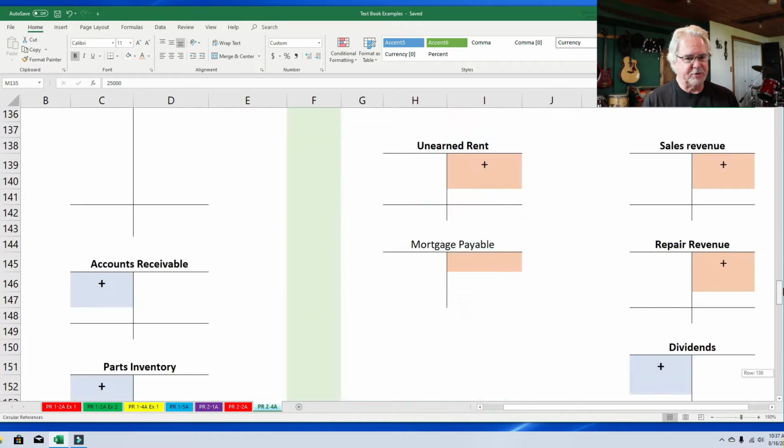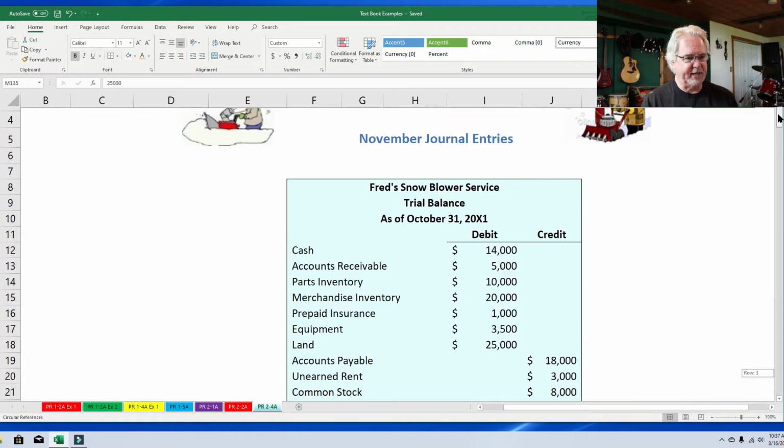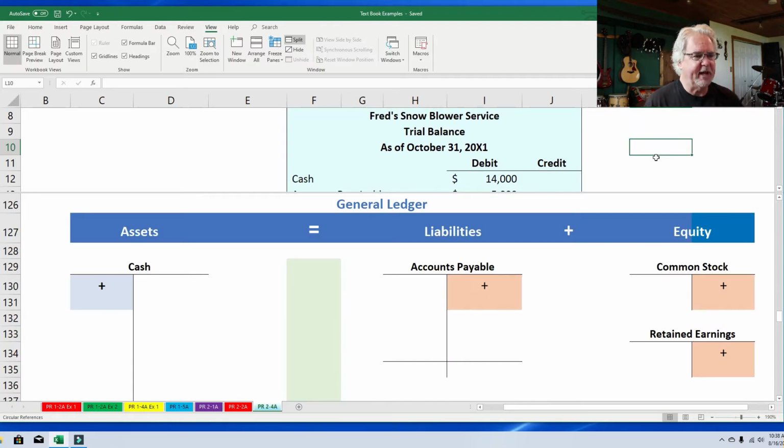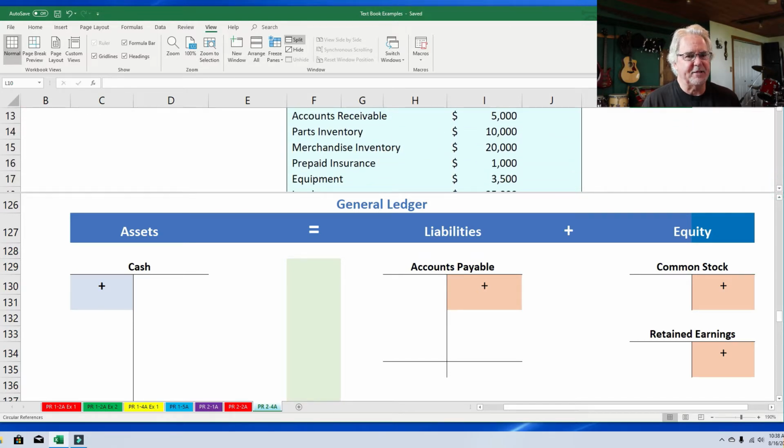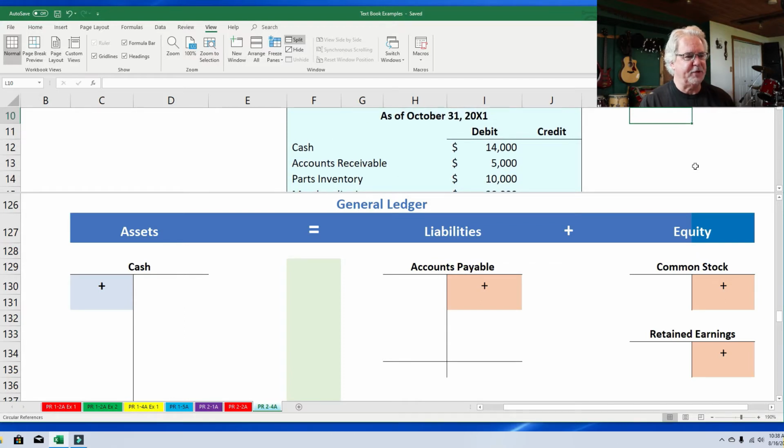So let's get started. What I'm going to do is split the screen. So ladies and gentlemen, what I have is a split screen here, and on the top of the screen I've got that trial balance from October, and it has all the accounts and all the amounts. And all we're going to do is simply take those numbers and transfer them down to the general ledger. So when you're setting up a problem like this, and this is a problem that you would expect in maybe your second or third week of accounting class, set up a general ledger and just transfer the numbers to the general ledger.